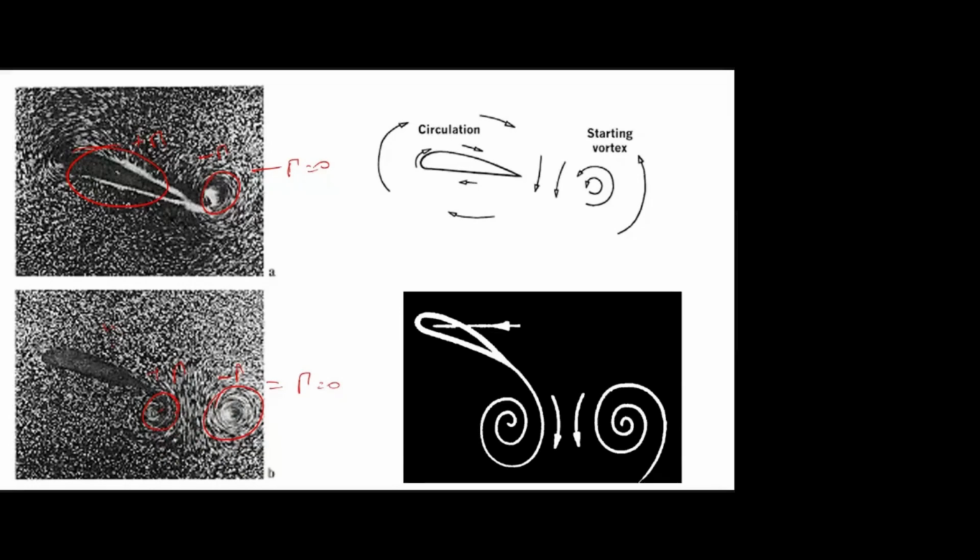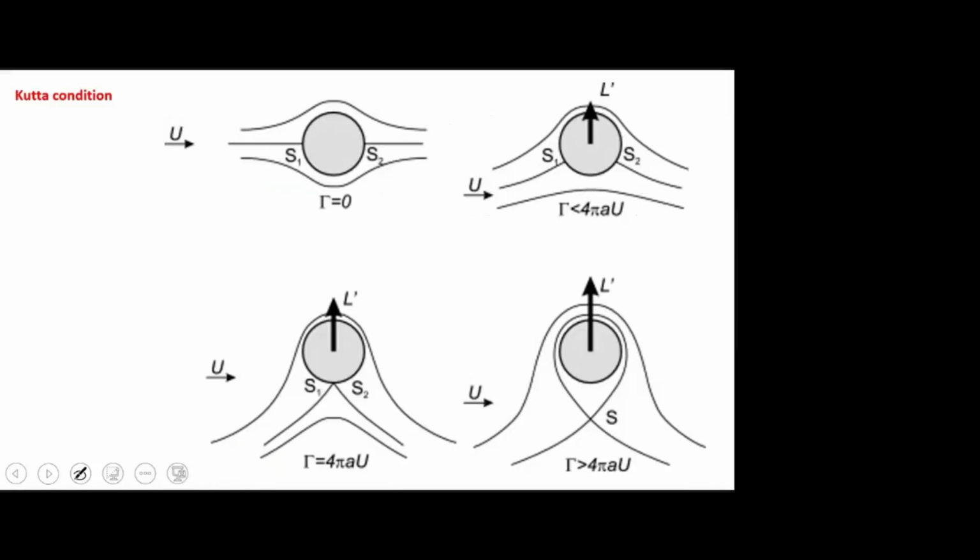Yes, sir. Okay. Then the Kutta condition. So Kutta is a scientist's name. So in this profile you have studied flow over the rotating cylinder. Some students are continuously messaging.